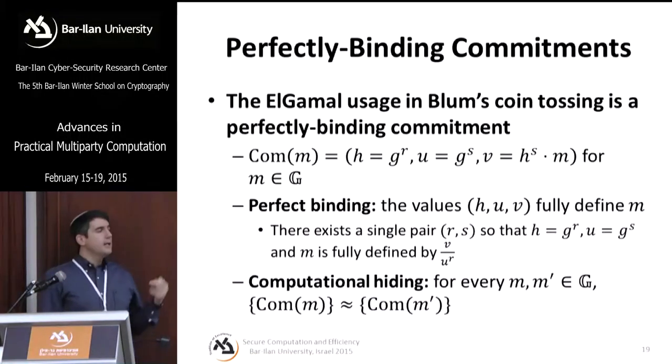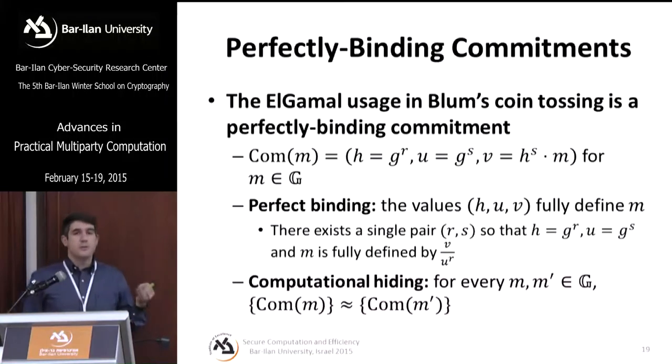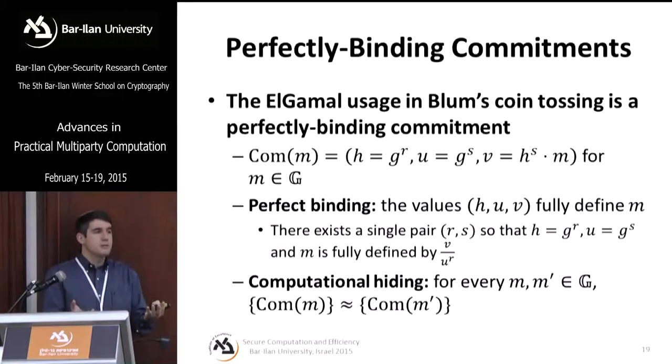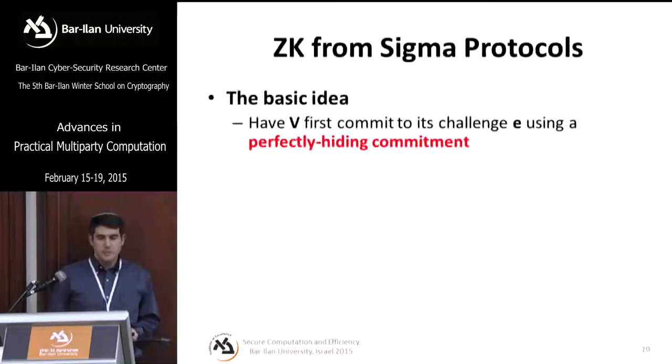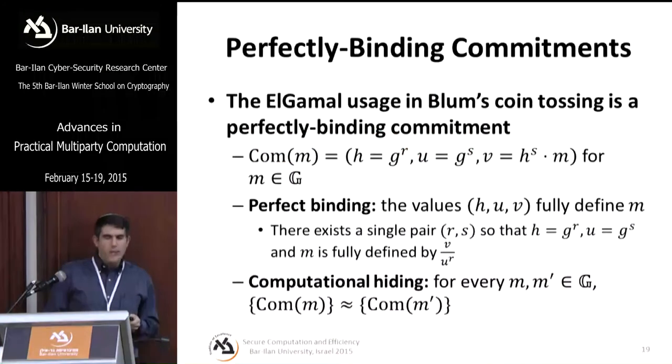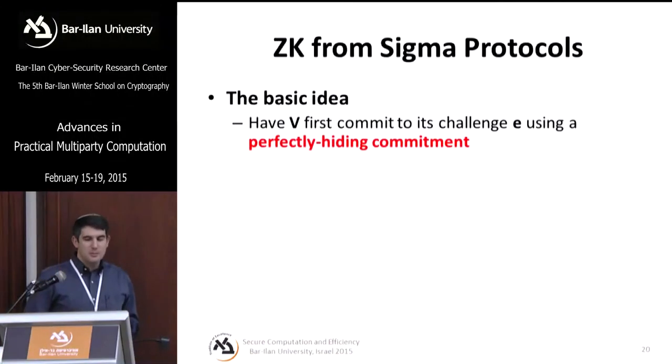In terms of hiding, this is computational hiding simply from the security of El Gamal encryption. Because if you have commitments to M and M prime being two different values, it's exactly like having two different encryptions of different values, and we know that you can't distinguish between them. Okay, so this is a very easy, perfectly binding commitment. And we're actually going to use perfectly hiding commitments, not perfectly binding.